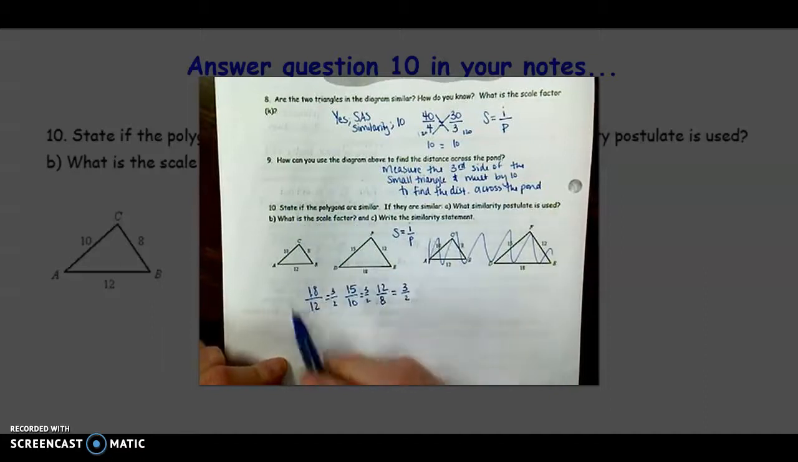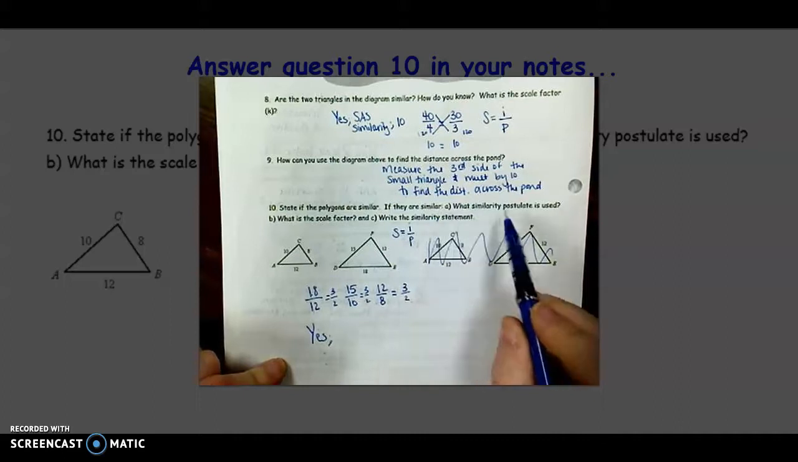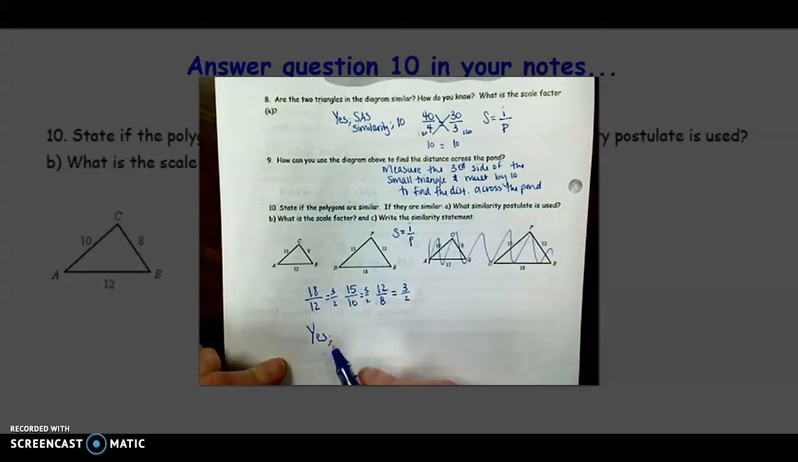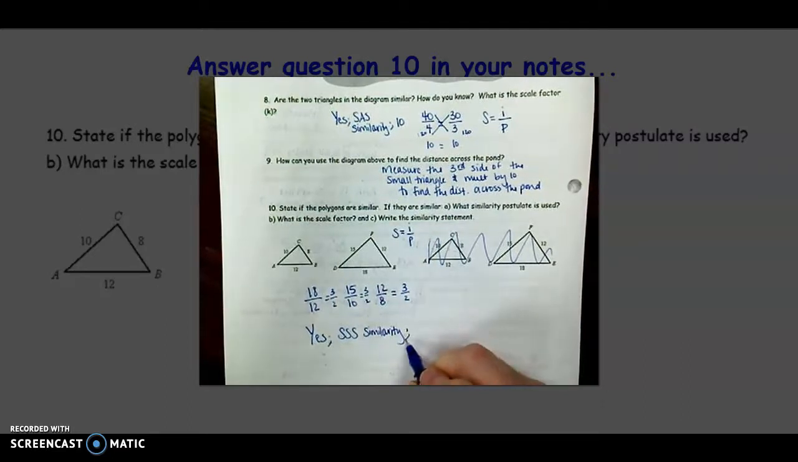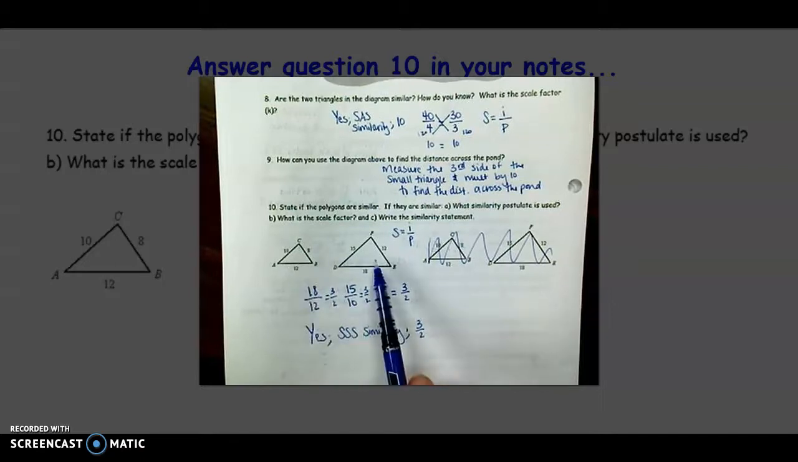State if the polygons are similar. Yes, they are. If they are similar, what similarity postulate did we use? We used the three side pairs and proved they were all proportional. So we used SSS similarity. Remember, we can't just say SSS or someone will think we're talking about congruence. What is the scale factor? That is the fraction all of those reduced to, which is 3/2. Since that's bigger than 1, that implies my figure got larger, which it did.